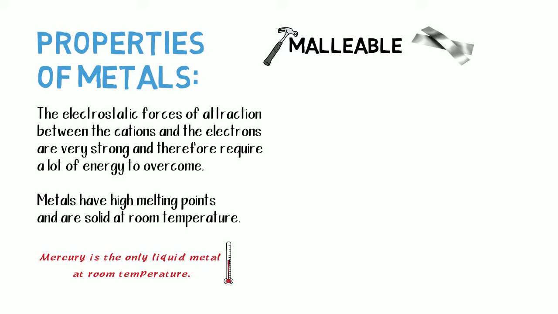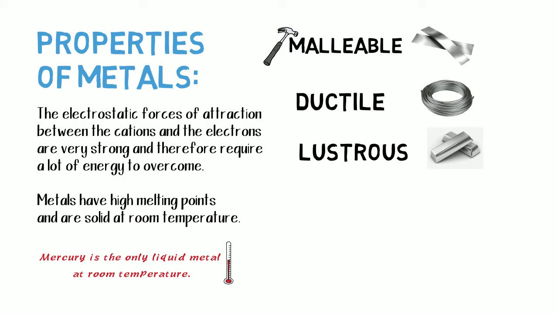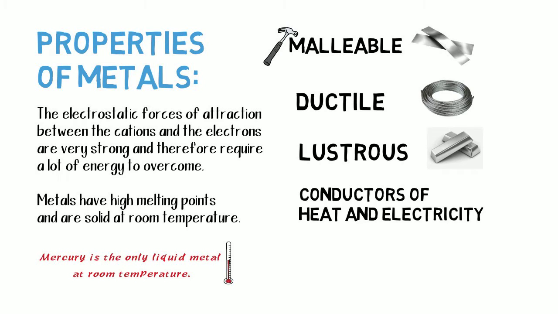Properties of metals include that they're malleable or can be hammered into sheets. They're ductile and can be drawn into wires. They are lustrous or shiny, which is why we use them for jewelry and accessories. And finally, they are good conductors of heat and electricity, which is why we use them for cooking utensils and for electric wires and so on.